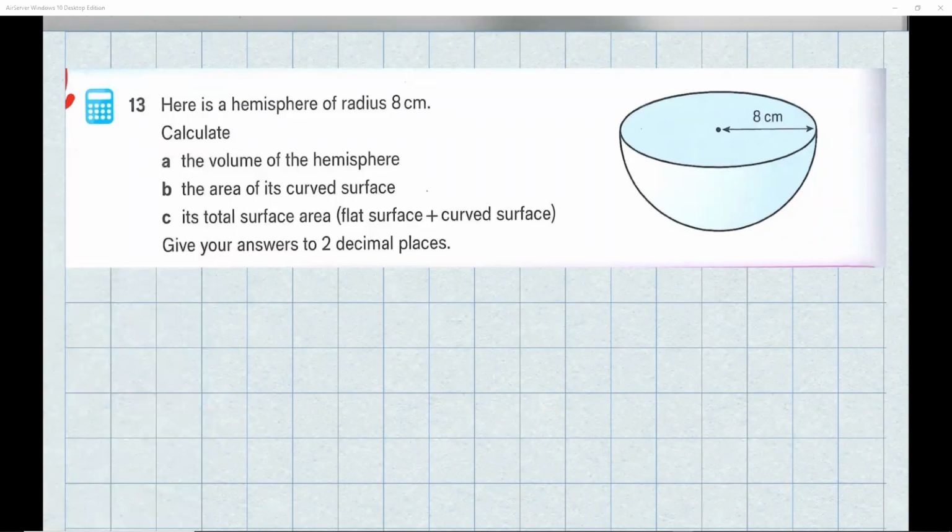Okay, right, question number 13. Here's a hemisphere of radius 8. Calculate the volume, the area, the total surface area. Okay, let's have a look at these questions. Right, let's have Abdullah. We only have one Abdullah this week. I wonder what happened to the other Abdullah. Abdullah, read the question for me, read up to A yourself. Here is a hemisphere of radius 8 centimeters. Calculate the volume of the hemisphere.